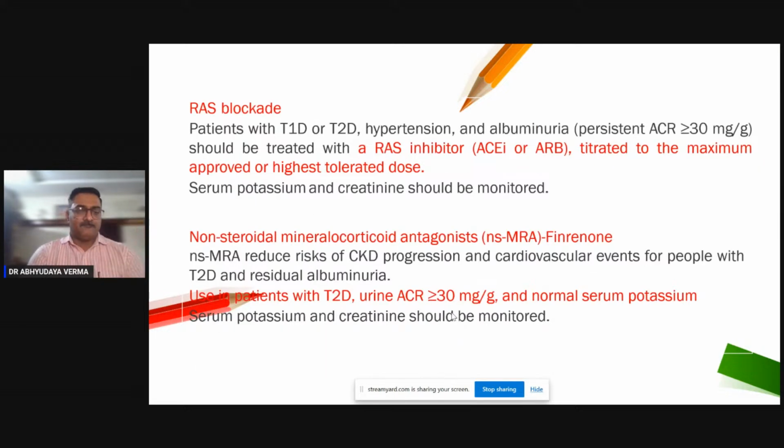RAS blockade, yes, important. Now we have a good non-steroidal mineralocorticoid antagonist like finerenone. It reduces the risk of CKD progression along with reduction in CV events. Finerenone can be used in patients with type 2 diabetes mellitus with ACR more than 30 and normal serum potassium.